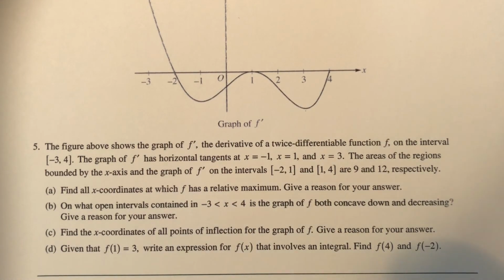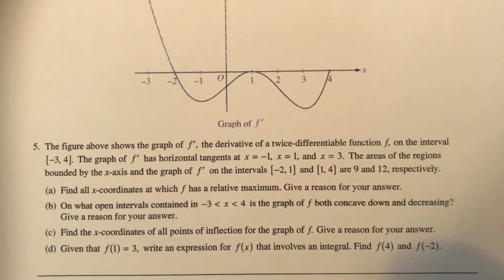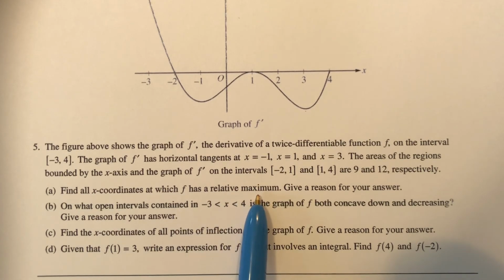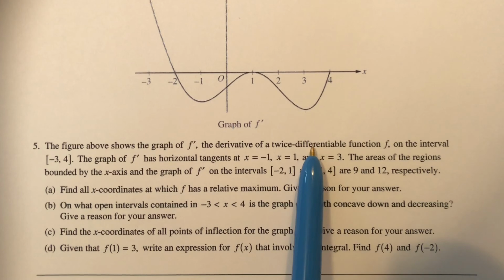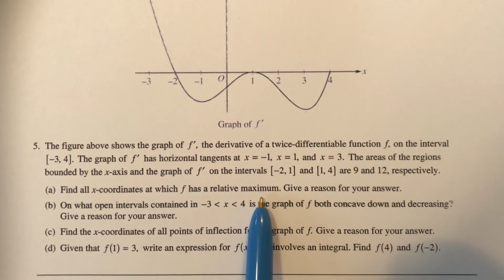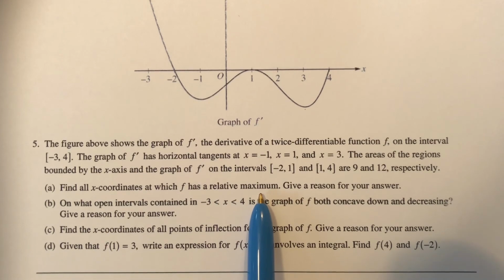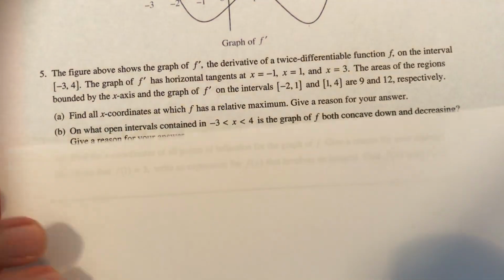So part A, find all x coordinates at which f has a relative maximum. Give a reason for your answer. So let's think about this logically. Maximums and minimums occur where the derivative equals 0, or where the derivative doesn't exist. Well, it's always differentiable, right? So we don't have to worry about that. And also at the endpoints of an interval, I'm going to hold that thought till the very end, right? I'm going to just go ahead and deal with where the derivative equals 0.